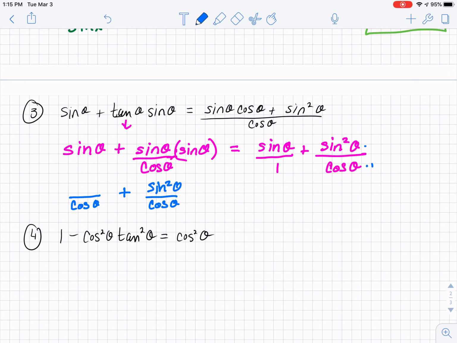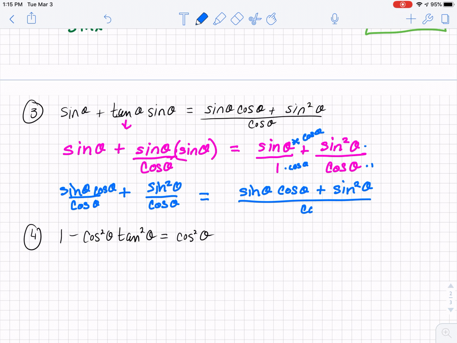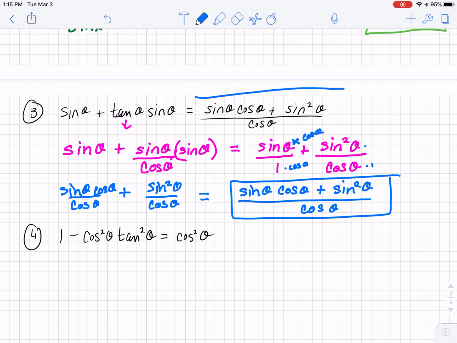However, see this one here? I had to multiply it by cosine theta, so I'm going to multiply this top by cosine theta. So now I've got sine theta, cosine theta, and now I just simply add these together, and I get sine theta cosine theta plus sine squared theta, that's the numerator, and then the denominator is just cosine theta. And there it is. That's exactly what I have on the right side of this identity.